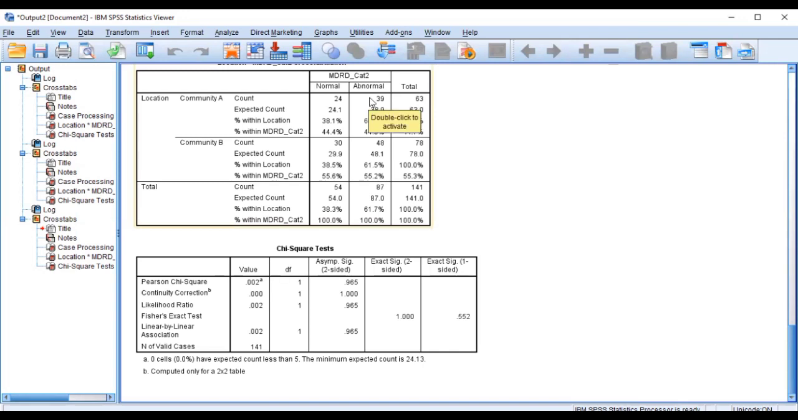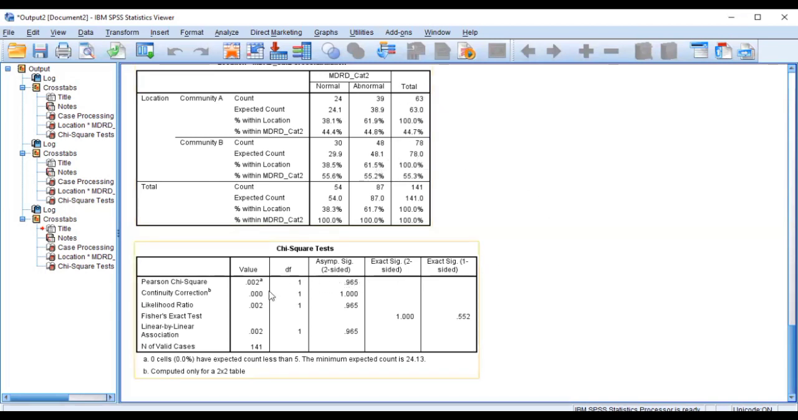So although the count of abnormal here is 39 and that of community B is 48, 48 is obviously bigger than 39. But then when it comes to the proportion within the location proportion, 61.9% is greater than 61.5%. So proportion wise, we have community A greater than community B.